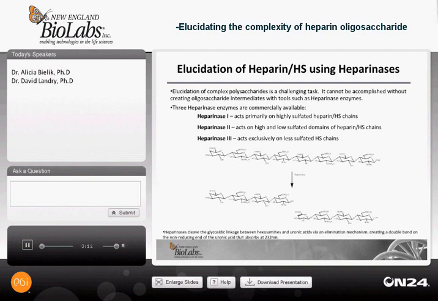If you look at the mechanism shown on this slide, you can see the action of the heparin enzyme in which the heparinases cleave the glycosidic linkage between hexosamines and uronic acids via an elimination mechanism. This elimination mechanism creates a double bond on the non-reducing end of the uronic acid that absorbs at 232 nanometers. Because it can absorb at 232 nanometers, this digestion can be observed in real time, allowing you to follow and decide if you would like to do a partial or a complete digestion. In order to show how one can use these enzymes to elucidate the complexity of these polysaccharides, we'll show the creation of a hexasaccharide.